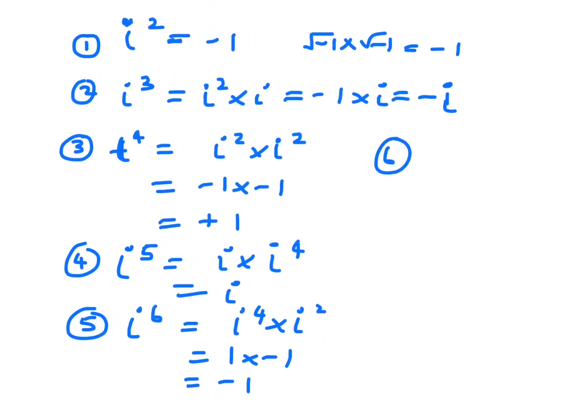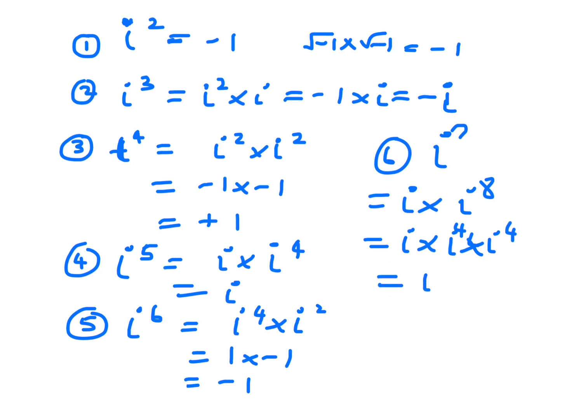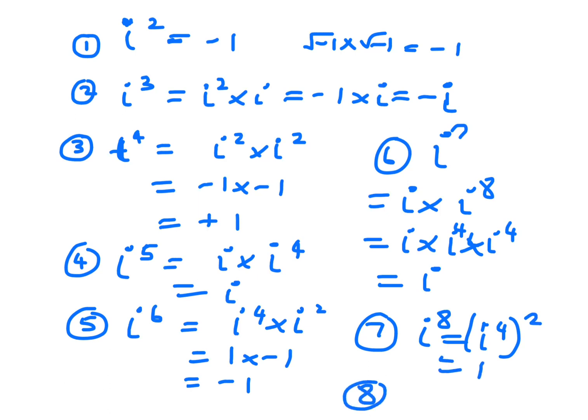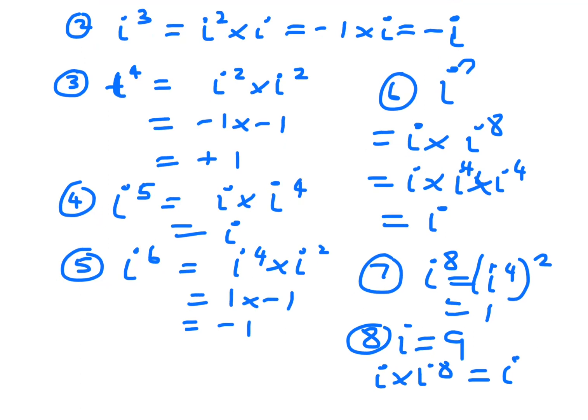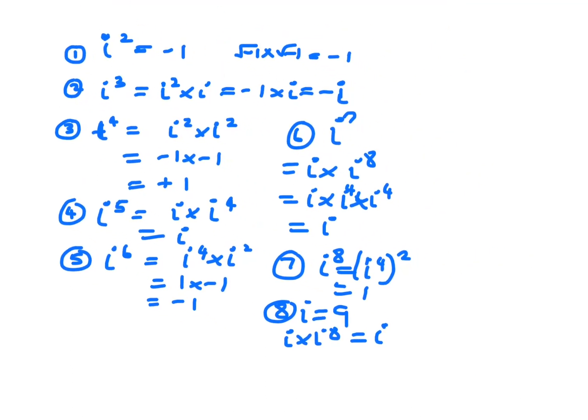Okay, if we look at i to the 7, so take the odd one out, which is i, and then you have i to the 8. But i to the 8 is like i to the 4 times i to the 4, which are both 1. So you get i. i to the 8 would be i to the 4 squared, which is just 1 squared or 1. i to the 9, once again, take the odd one out, and you got i to the 8, so you just get i. So you can kind of see there's a bit of a pattern here.